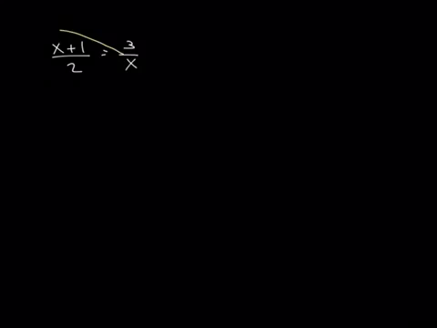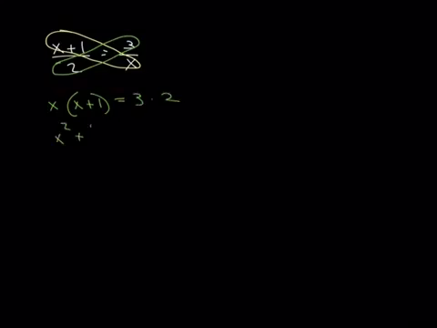Now obviously there's some that get a little bit more challenging, like this. But again, you just multiply the diagonals. Do that, and then we multiply those. So we get x times x plus 1 equals 3 times 2. So x squared plus 1x equals 6.